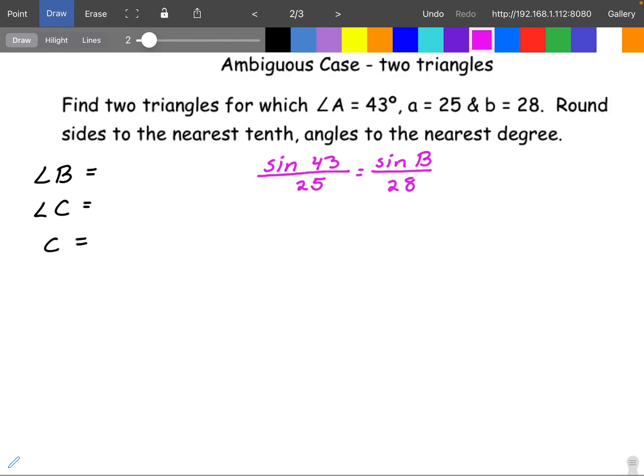So when you're finding an angle, you use inverse sine. When you are finding a side length, you use just normal sine. So we have to make sure that we can keep that straight.